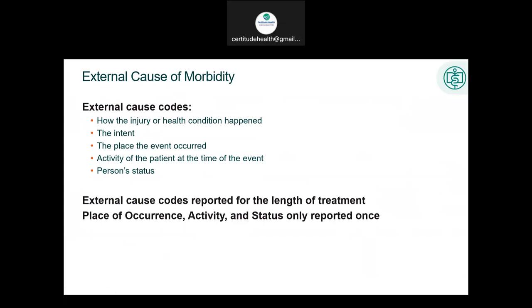External cause codes identify how the injury or health condition happened, the intent, the place of occurrence, the activity the patient was doing at the time, and the person's status, such as whether they are a civilian or a student. This is going to be required anytime you report a code from the S or T category, so a fracture, dislocation, or drug overdose, for example.